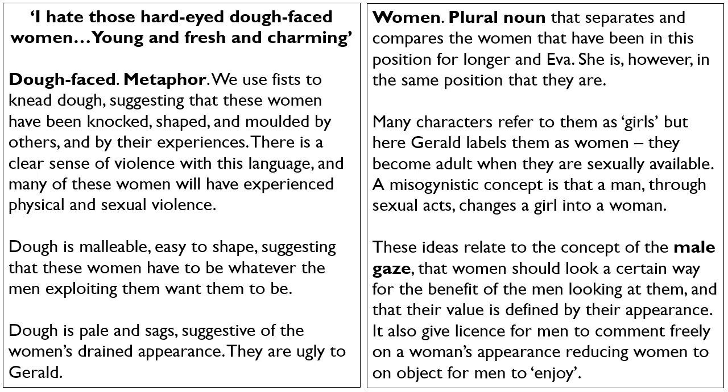Now, these ideas might relate to the concept of the male gaze, that women should look a certain way for the benefit of the men who are looking at them, and their value is defined by their appearance. Now, this kind of gives men, in Gerald's position, an excuse to commit awful things on these women and to comment freely on their appearance, to reduce women to merely an object for men to enjoy.